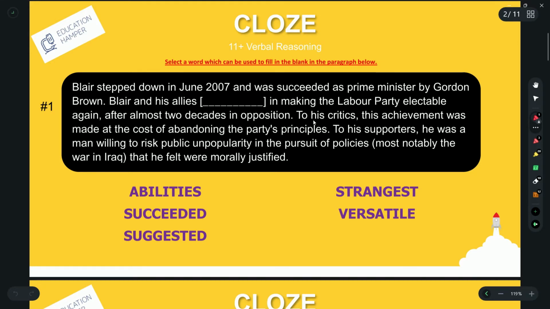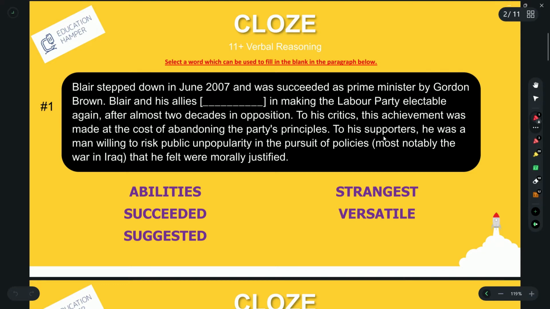The next sentence is, to his critics, this achievement was made at the cost of abandoning the party's principles. So there are people criticizing him, but this achievement, going back to the previous sentence, being elected after 2 decades in opposition, was made at a cost of abandoning the party's principles. So the Labour Party has some embedded principles from the past, but in order to get back into power, he had to abandon some of these principles, which some people did not like, it seems.